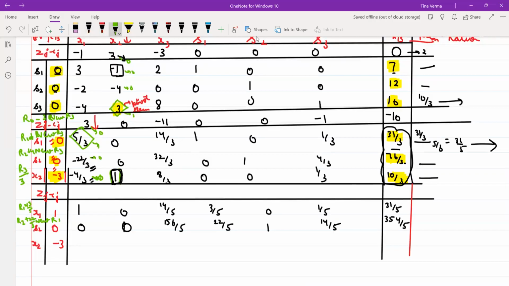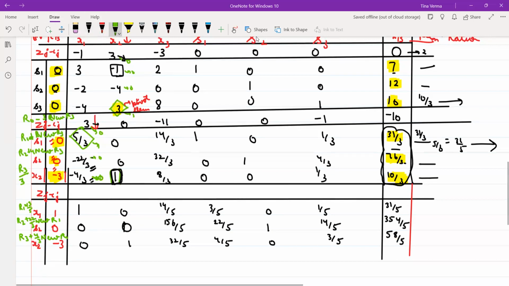0. So you will apply the operation on R3: R3 plus 4/3 into your new R1. So this entry will be your 0, 1, 32/5, 4/5, 0, 3/5, 58/5. And I have to make this element also 0.